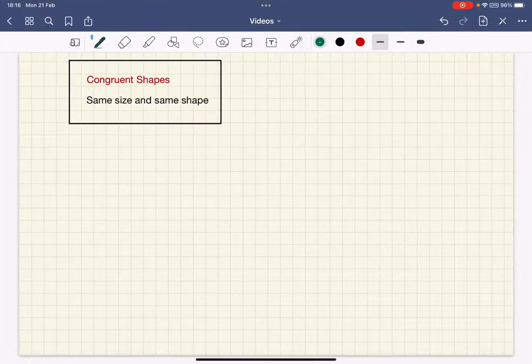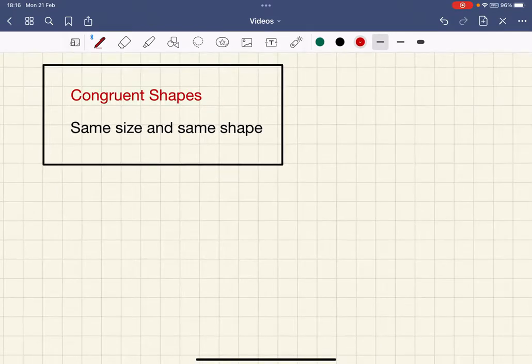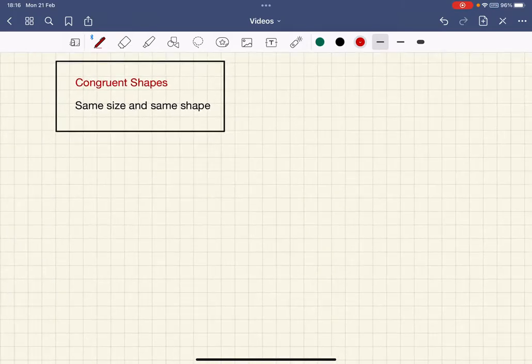So we're looking at something called congruent shapes. Now congruent shapes, as we see on this screen, have the same size and are exactly the same shape. We're going to concentrate on triangles, but of course any shape could be congruent if it has the same properties.